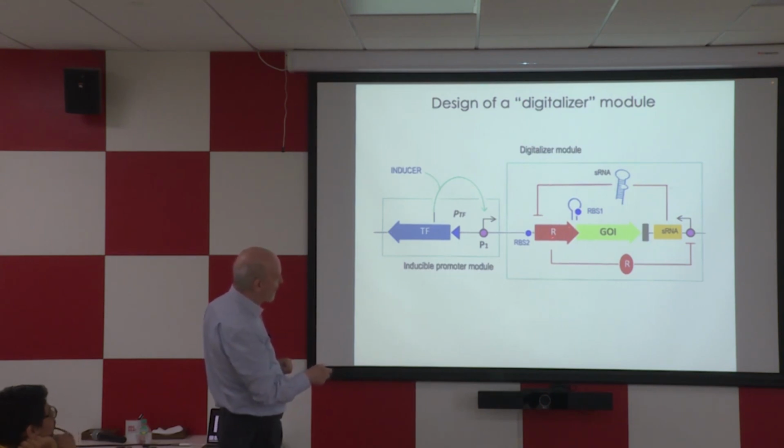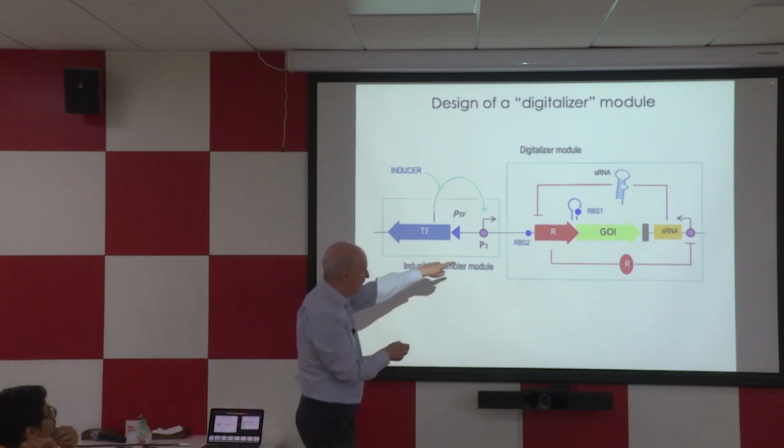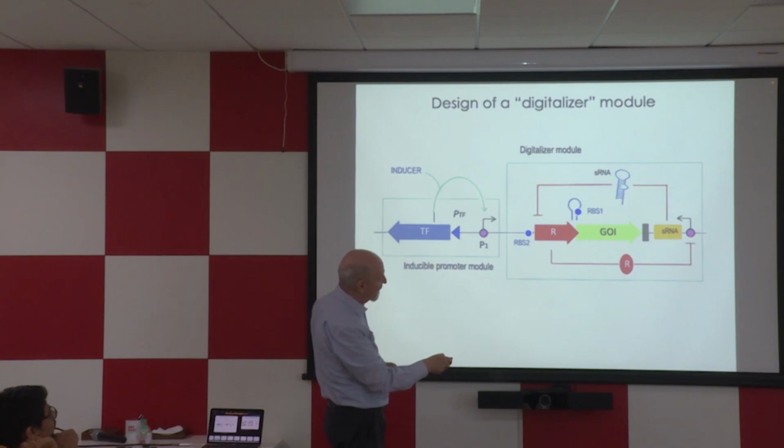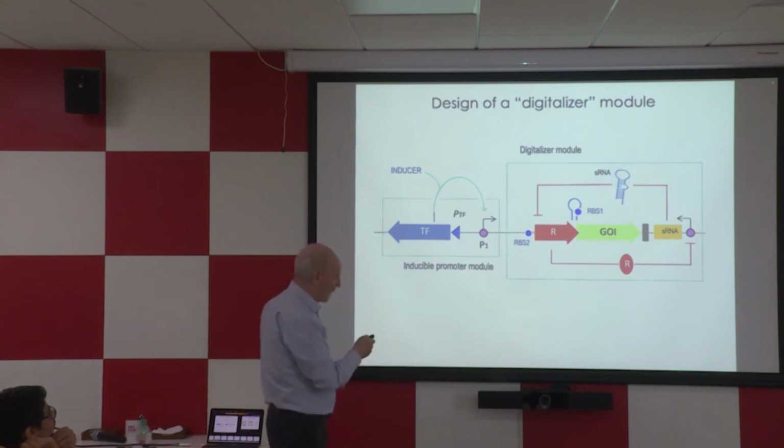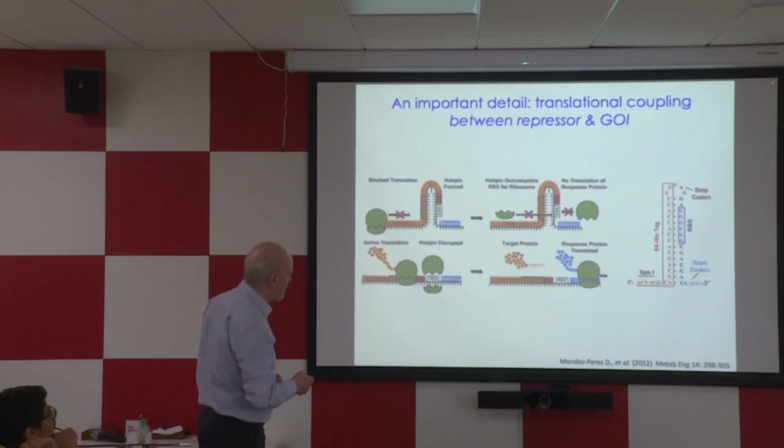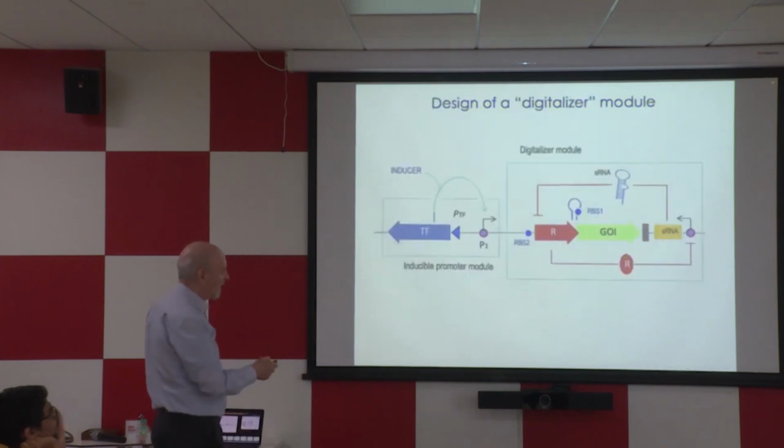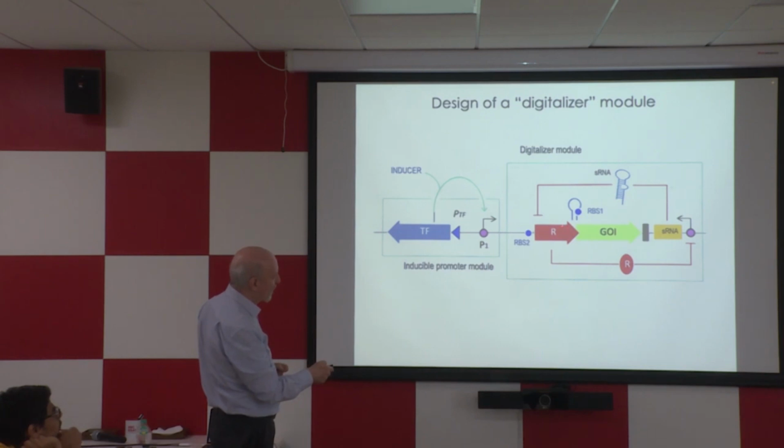But then at the same time, this repressor represses expression of a small RNA here that inhibits expression of this R here. The difference is that the repression of this small RNA by the repressor is transcriptional, whereas the repression of the regulator by this small RNA is just inhibiting translation. Okay, so there's another twist here, and it's that the expression of the gene of interest is coupled translationally to the expression of the repressor here.